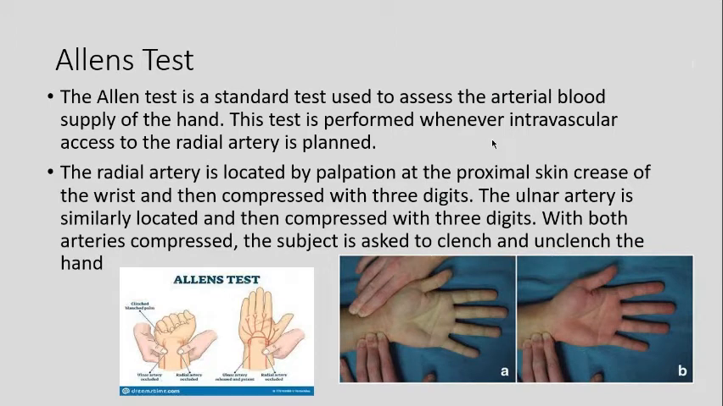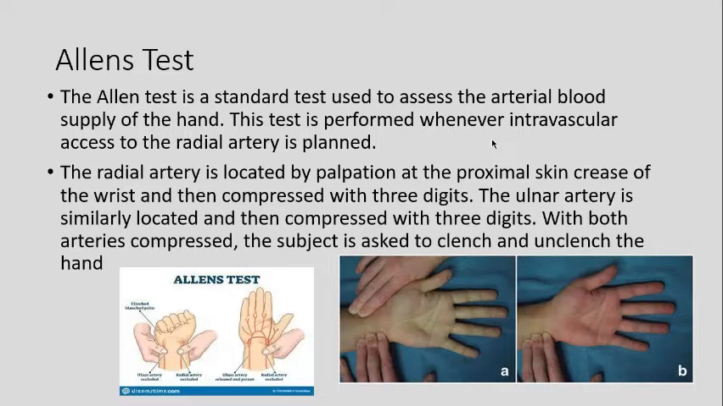An Allen's test is performed before the beginning of the procedure. The Allen's test is a standard test which is used to assess the arterial blood supply of the hand. This test is performed whenever intravascular access to the radial artery is planned. The radial artery is located by palpation at the proximal skin crease of the wrist, and then it is compressed with 3 digits. The ulnar artery is similarly located and then compressed with 3 digits.